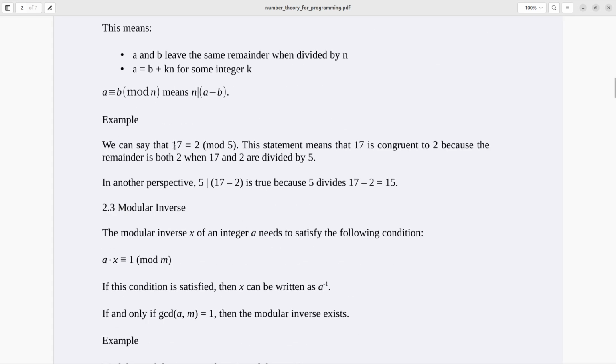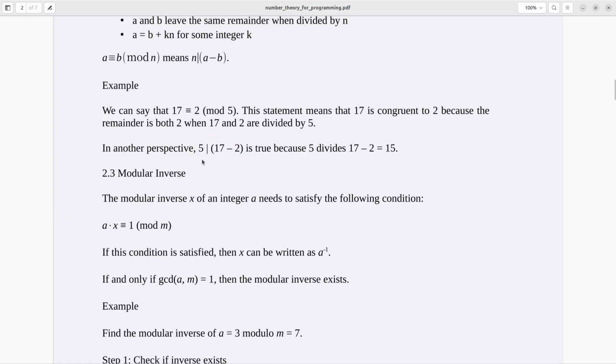We can say that 17 is congruent to 2 when we take the modulus as 5. The statement just says that 17 is congruent to 2 because the remainder is 2 when 17 and 2 are both divided by 5 one by one. Okay, so from the remainder perspective, 17 is congruent to 2 when the modulus is 5, okay? From another perspective, we can say that 5 divides 17 minus 2. That means it is just 15 here, okay? And this statement is true because 5 can really divide 15 completely without a remainder, okay?